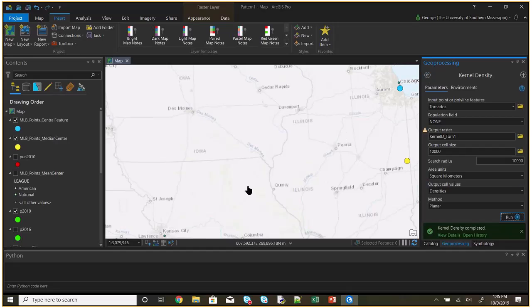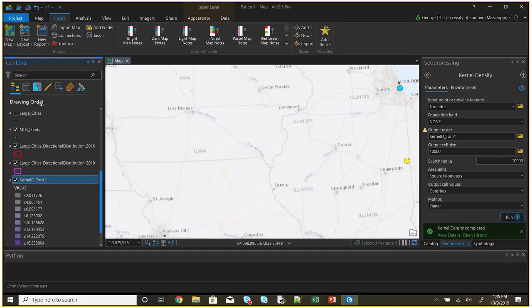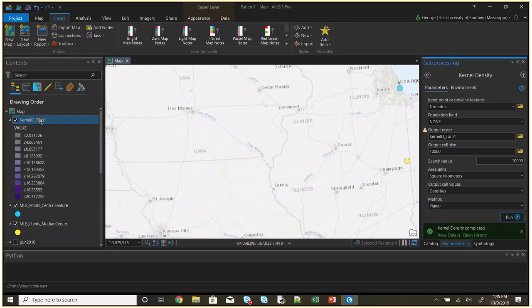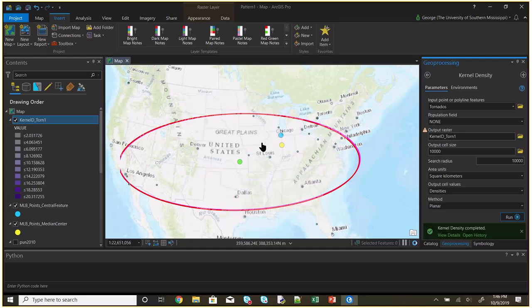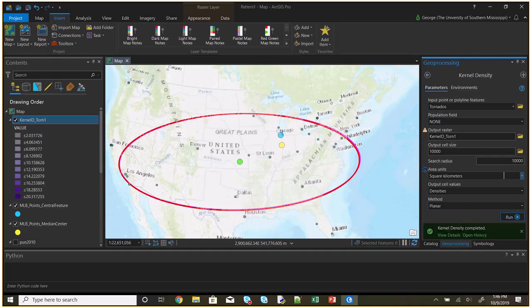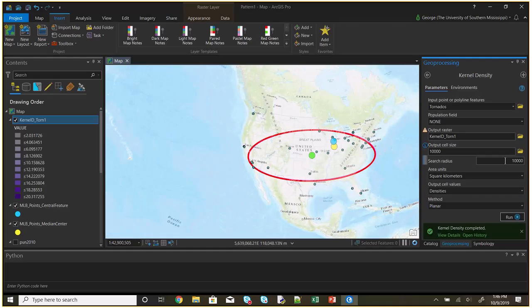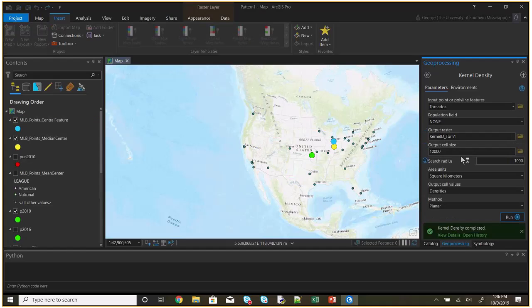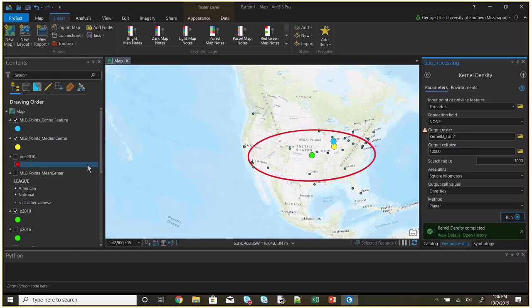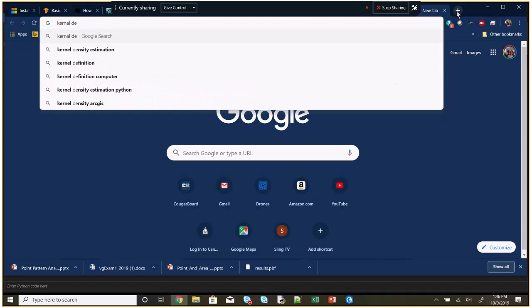So you can create a search radius. Did I make it too big? Really small. Anyway, I'm not exactly sure why that's not running. Did you have 10,000 instead of 1,000?